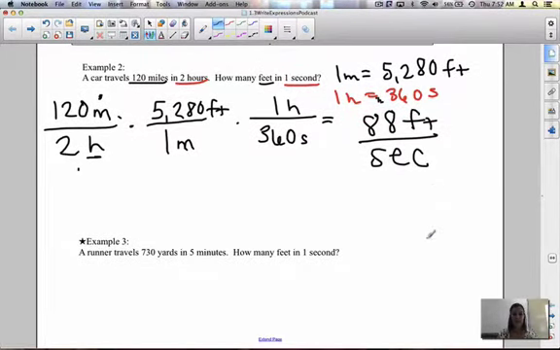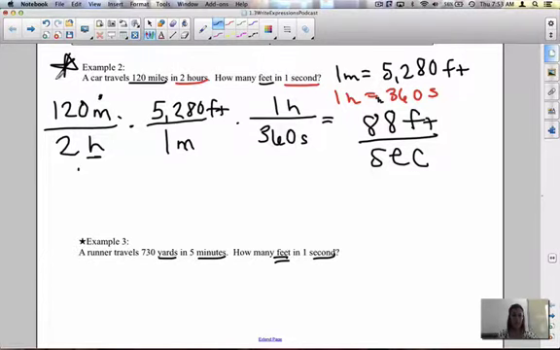Okay, you're going to do the same thing with example number 3. You're going to do this one on your own. Now, if you notice, you're changing from yards to feet, so that's something that you're going to need to make sure you know the conversion. And then from minutes to seconds, again, you need to make sure that you know that conversion as well. And look at example 2 to help you out.